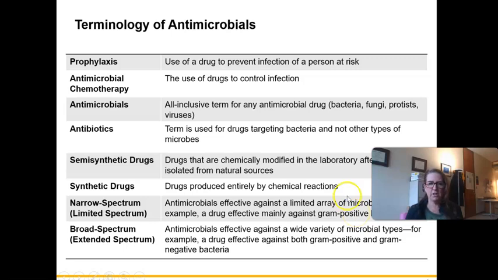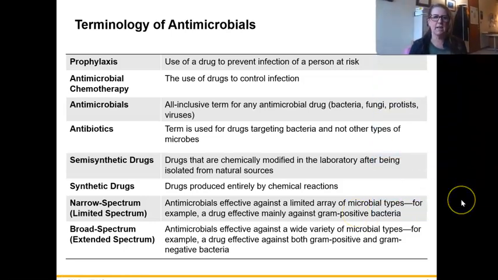All right, there are some terms that you're going to run into, so I want to go ahead and address this. Prophylaxis. You might have heard someone say, oh, I'm on a prophylactic antibiotic for UTIs. My dog right now is on a prophylactic antibiotic because she's having recurring UTIs. She's 15 years old, so essentially we're trying to let her live the best health that she can in her latter years. So this is the use of a drug to prevent infection of a person at risk.